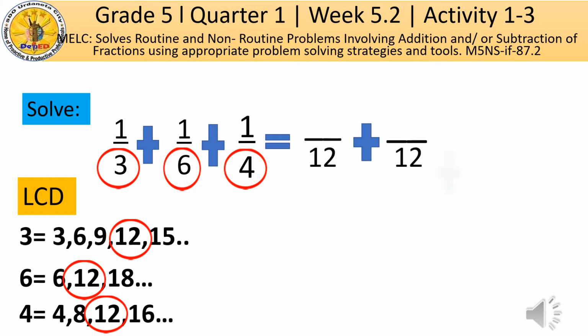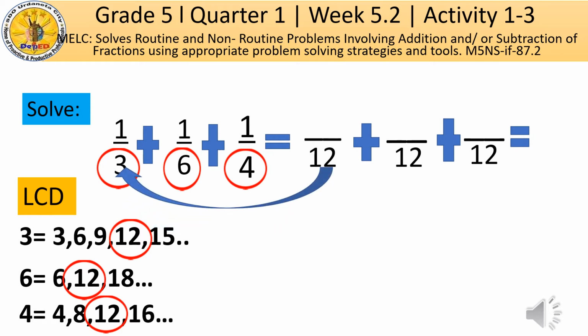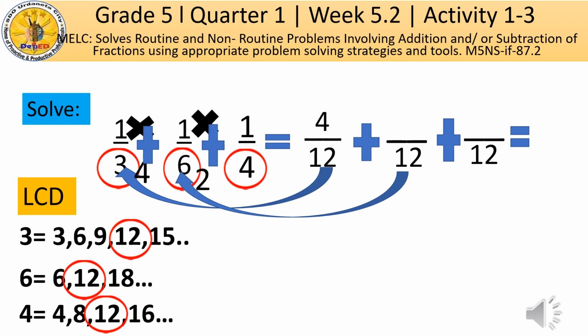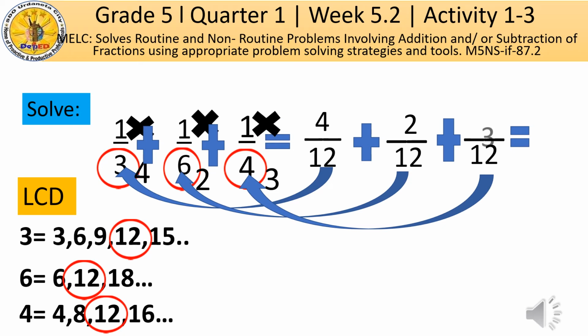Then let us continue. 12 divided by 3 is 4. 4 times 1 is 4, and we place it here as the first numerator. Then 12 divided by 6 is 2. 2 times 1 is 2, and we place it here as our second numerator. And 12 divided by 4 is 3. 3 times 1 is 3, and we place it here as the third numerator.